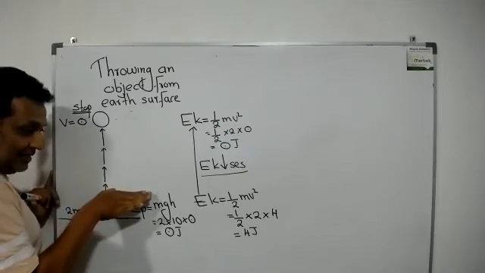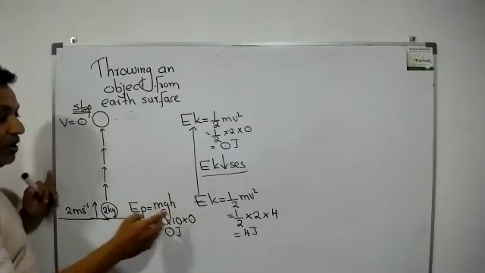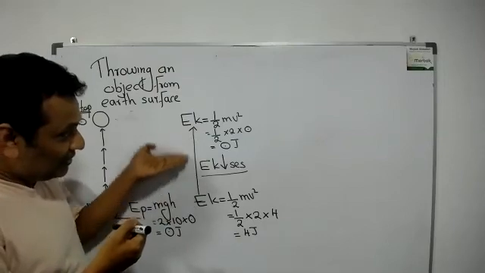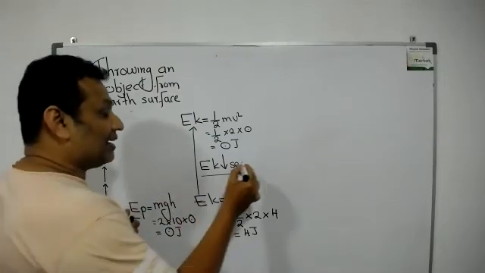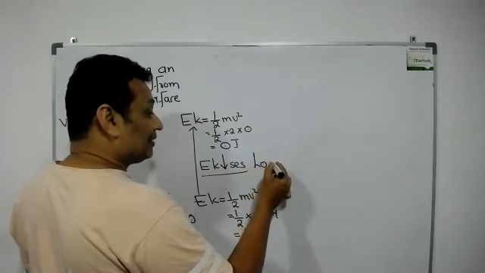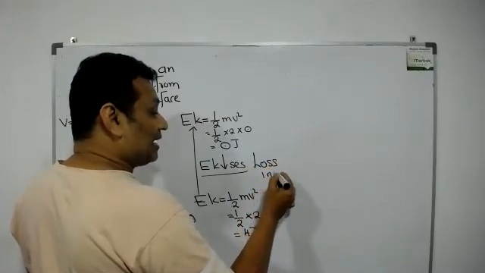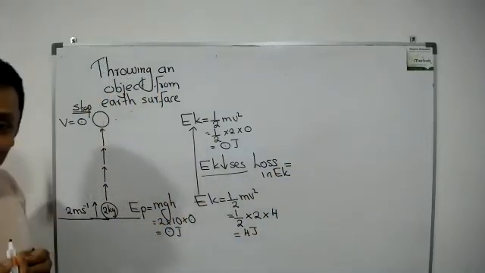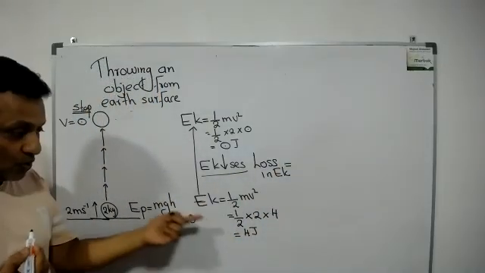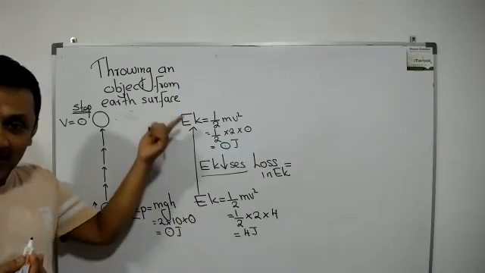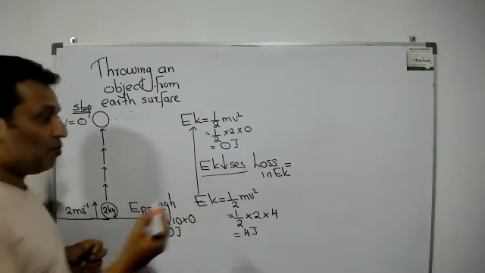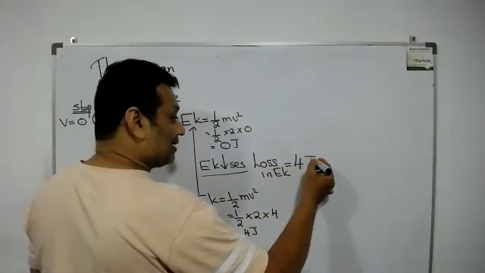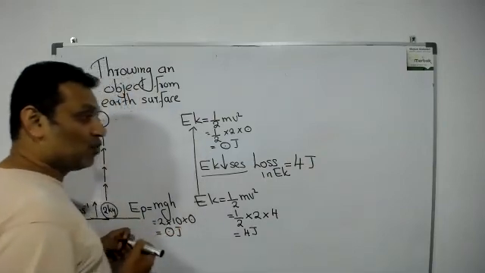In this case, now when it is moving here to here, how much is it losing the kinetic energy? Losing EK, how much? It was 4 joule in the beginning, last it is 0. How much is the loss in the kinetic energy? Loss in the kinetic energy is 4 joules.